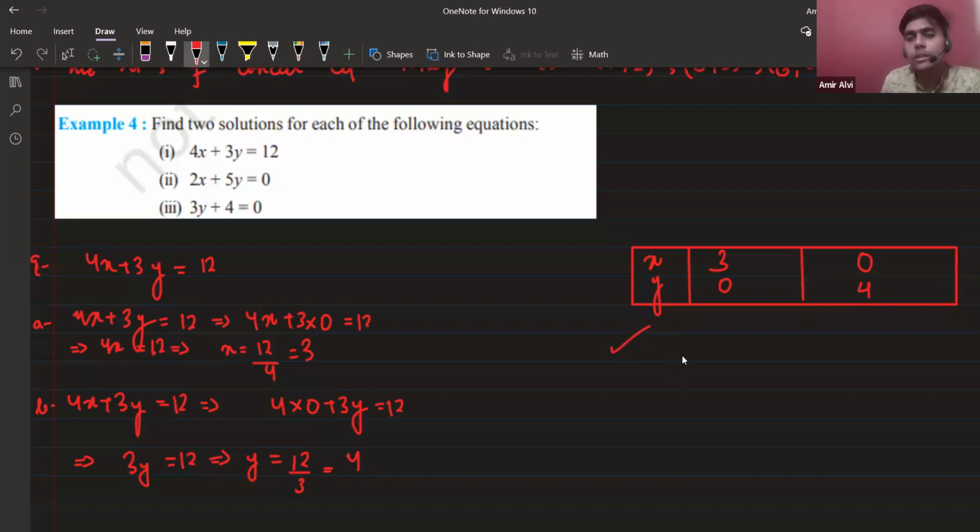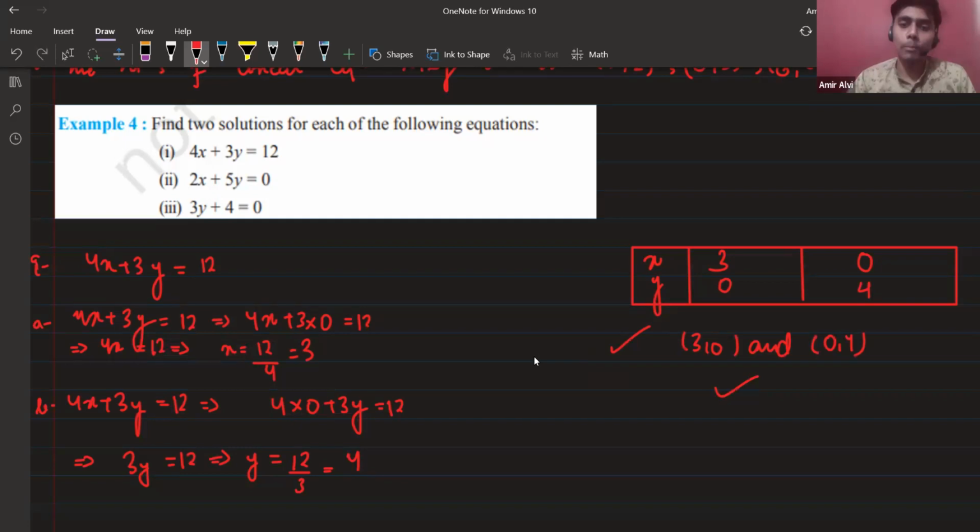Both pairs are there. One is 3, 0 and another is 0, 4. We need only 2 solutions. We have got the 2 solutions. Is it difficult? Isn't it easy? Done? Okay. Try the second and the third, and then let me know.